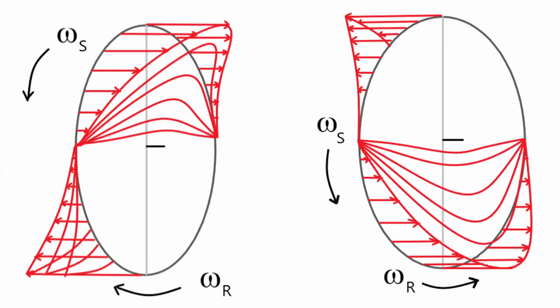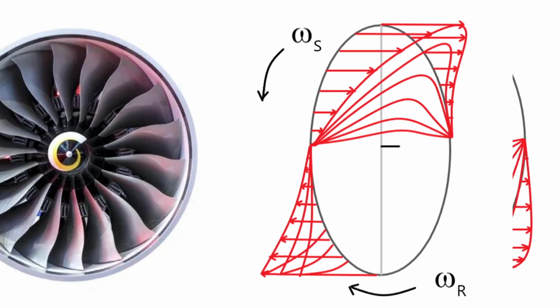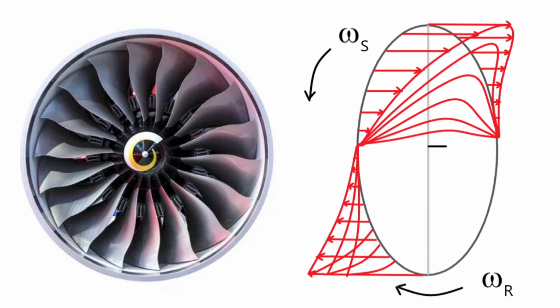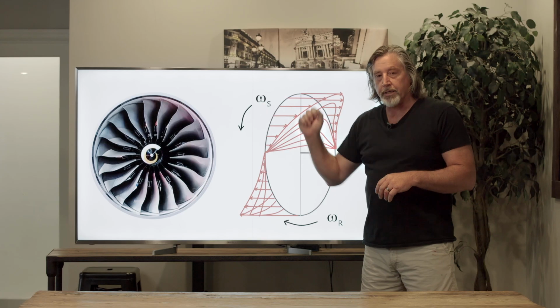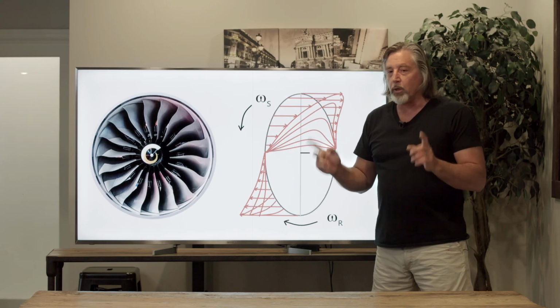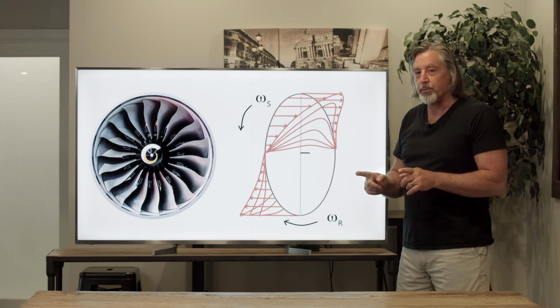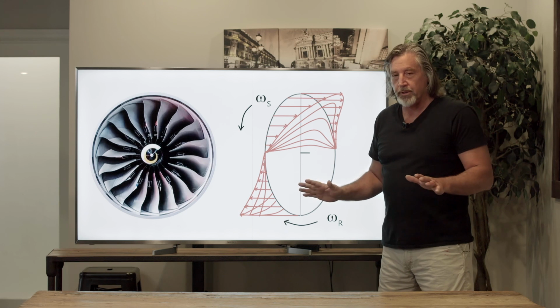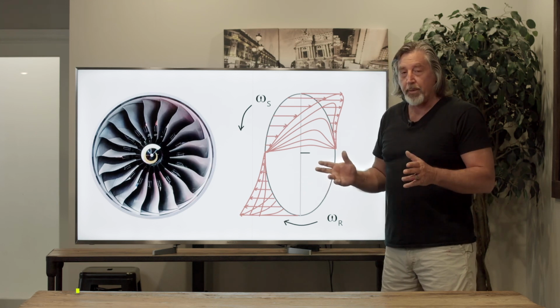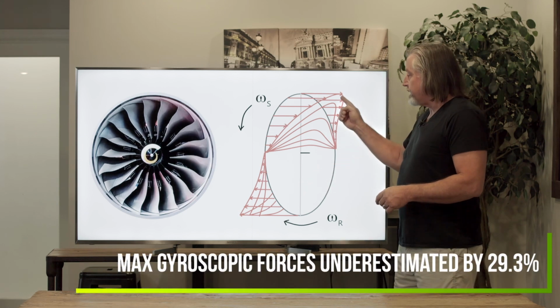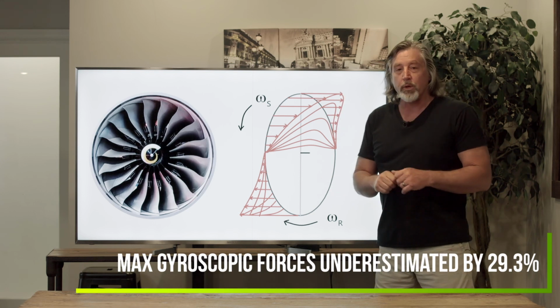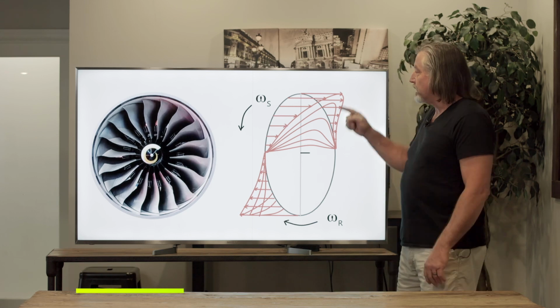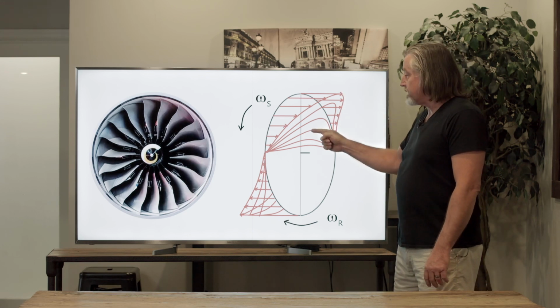In the situation with these blades, you'd want to know what each blade is experiencing as it rotates. More importantly, you want to know the maximum force the blade experiences right here, not the average force. Using the conservation of angular momentum method, you would underestimate this maximum by 29.3%. And that 29.3% means a lot more out here than it does here.